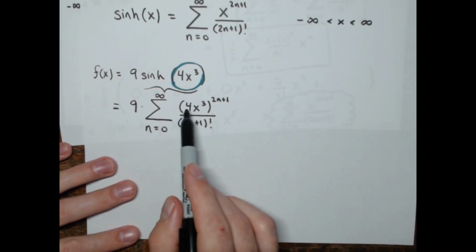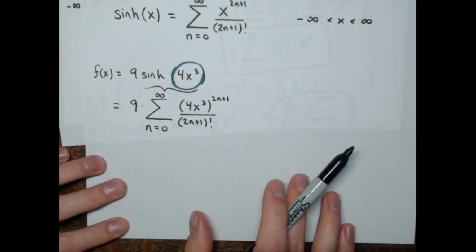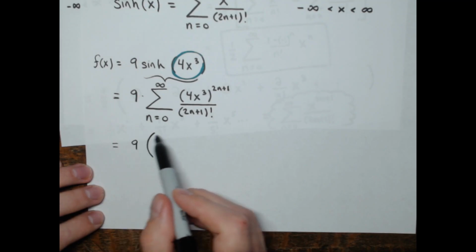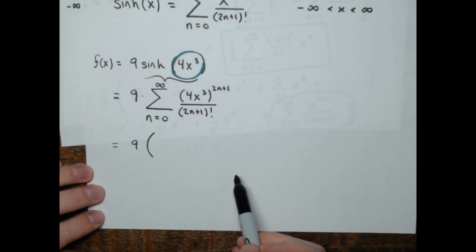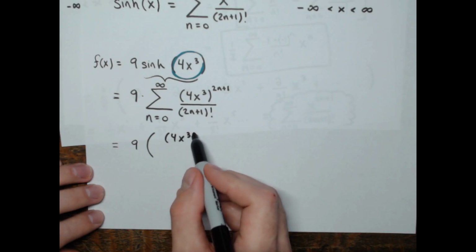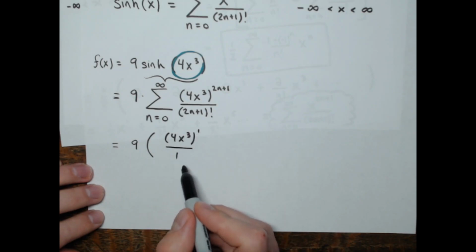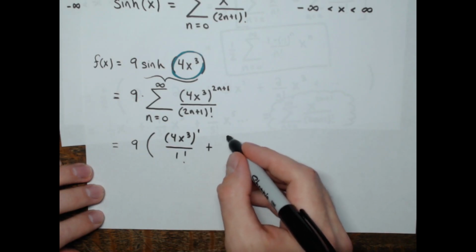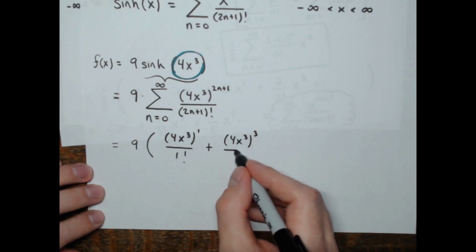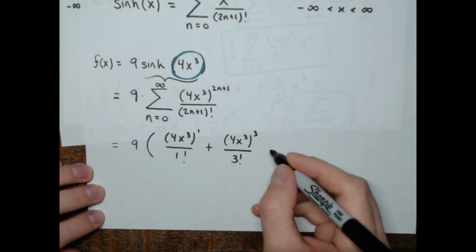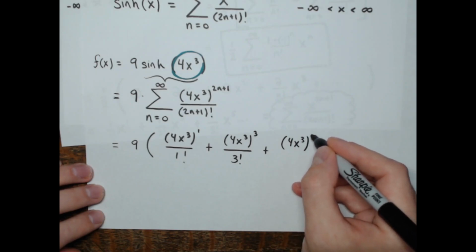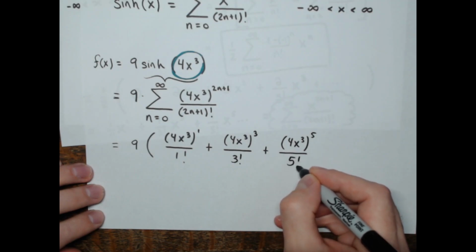And then all I'm going to do, now you can expand on this or whatever, but they just want the first 4 non-zero terms. So this will be 9 times, and we'll distribute the 9 after I get the first 4 terms here. Now when n equals 0, this will be 4x cubed to the first power divided by 1 factorial, plus, and then when n equals 1, it'll be 4x cubed to the third power divided by 3 factorial, plus, when n equals 2, 4x cubed to the fifth over 5 factorial.